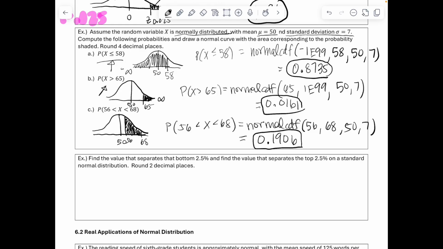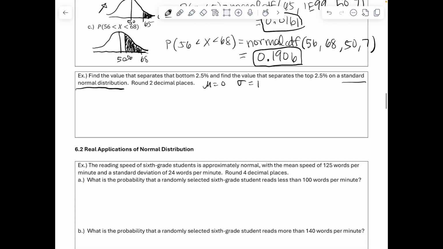The example right below says find the value that separates the bottom 2.5% and the value that separates the top 2.5% on a standard normal distribution. And again, anytime you see the words standard normal distribution, you know the mean is 0 and the standard deviation is 1. It also tells us to round to 2 decimal places.